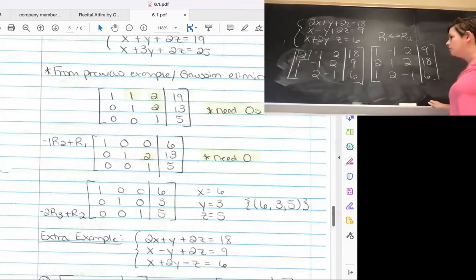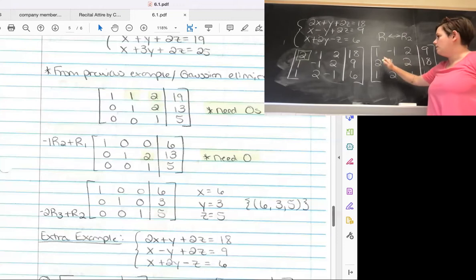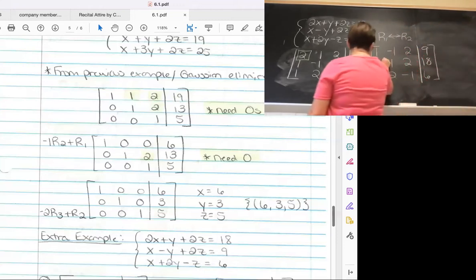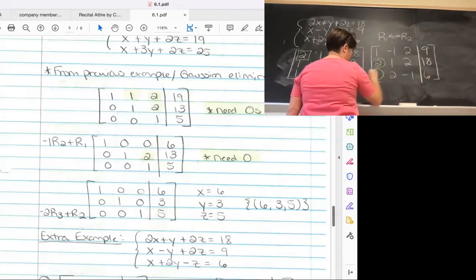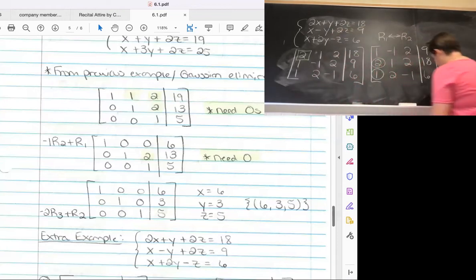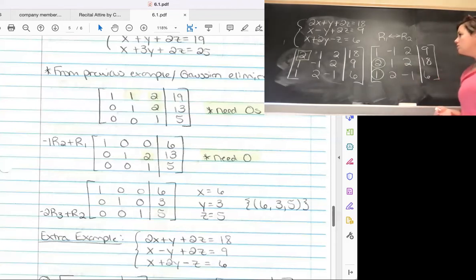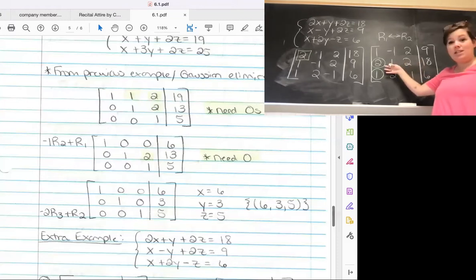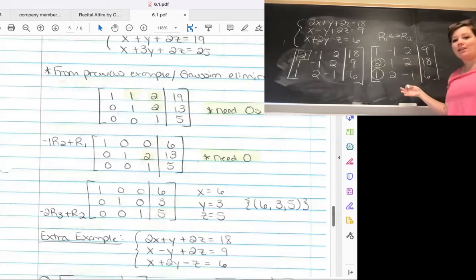Now remember, I'm trying to get 1, 0, 0. So I need those two spots to be 0. And when you're looking for your zeros, that's where you're going to do your third row operation, where you multiply a row by a number and then add it to another row. So I'm going to do both of these on the same matrix. That's mostly just to save some space, but I'll walk through exactly what I'm doing.